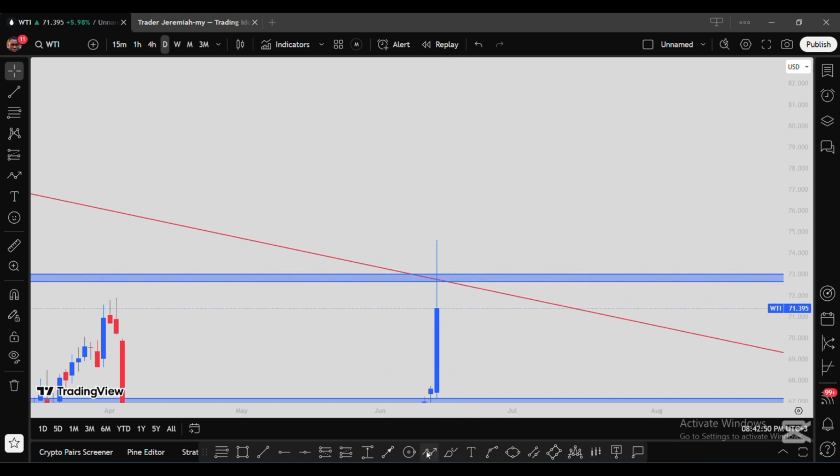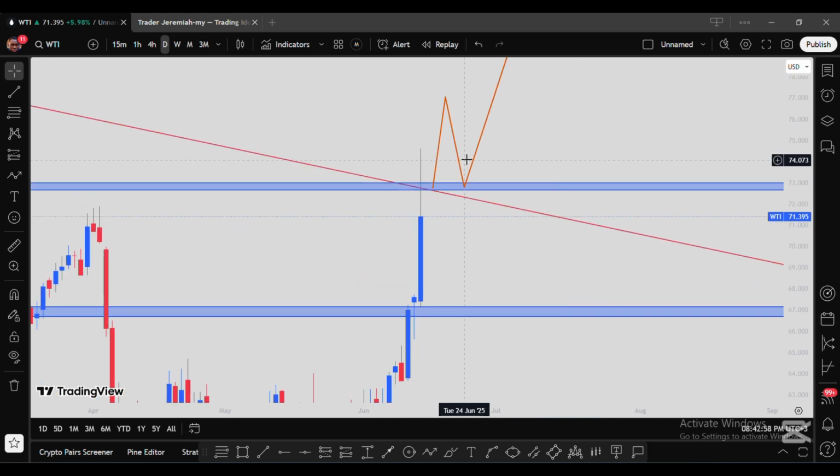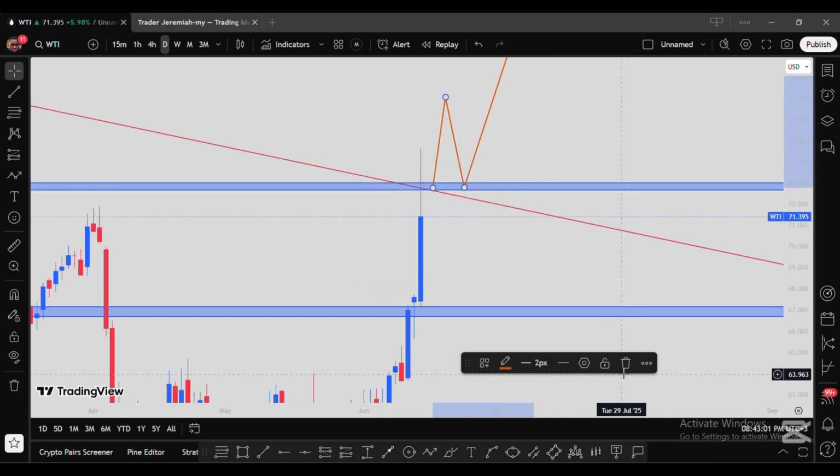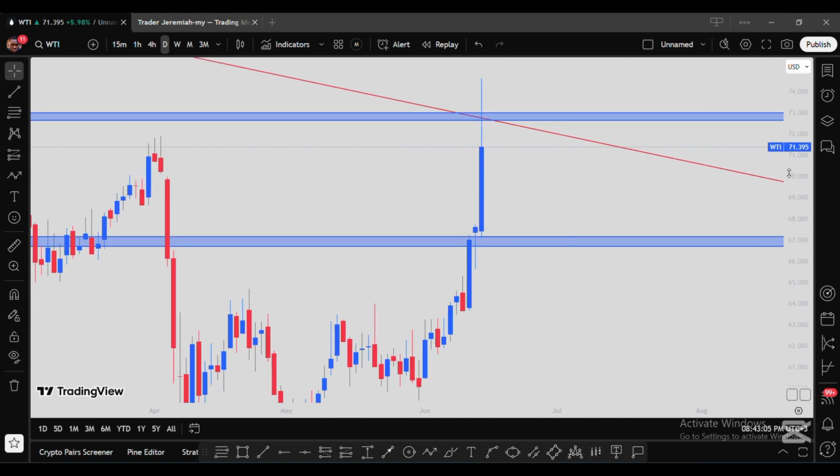So for me to get into a buy trade, I will just be waiting for a clear break of this level, a retest, and then a continuation move back to the upside. But I'm favoring the downside, since the overall direction of the market is to the downside. The market structure is to the downside.